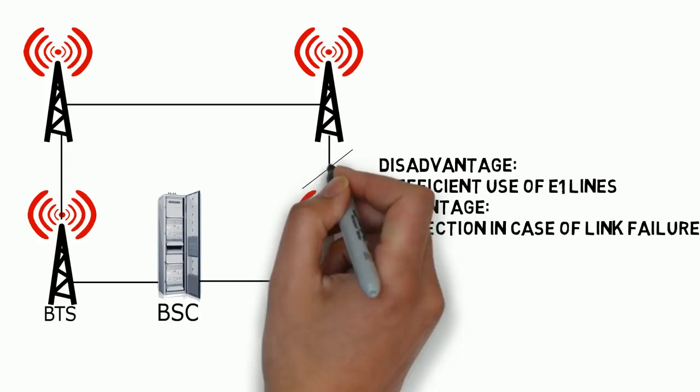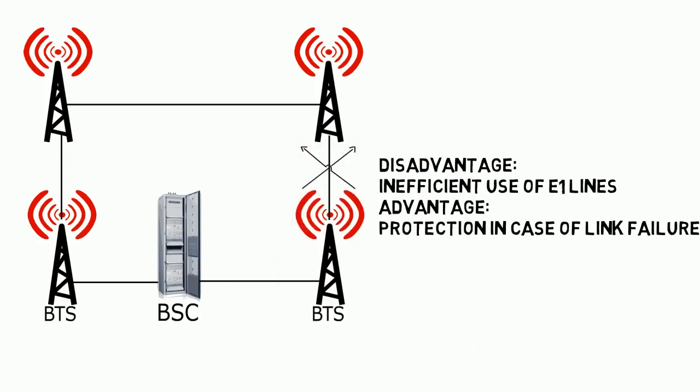And one of the major advantages of this approach is that if there is a breakup in a connection, as is evident in the diagram, in that case that BTS is still connected to the network, and the traffic to that BTS can be switched to the alternate path.